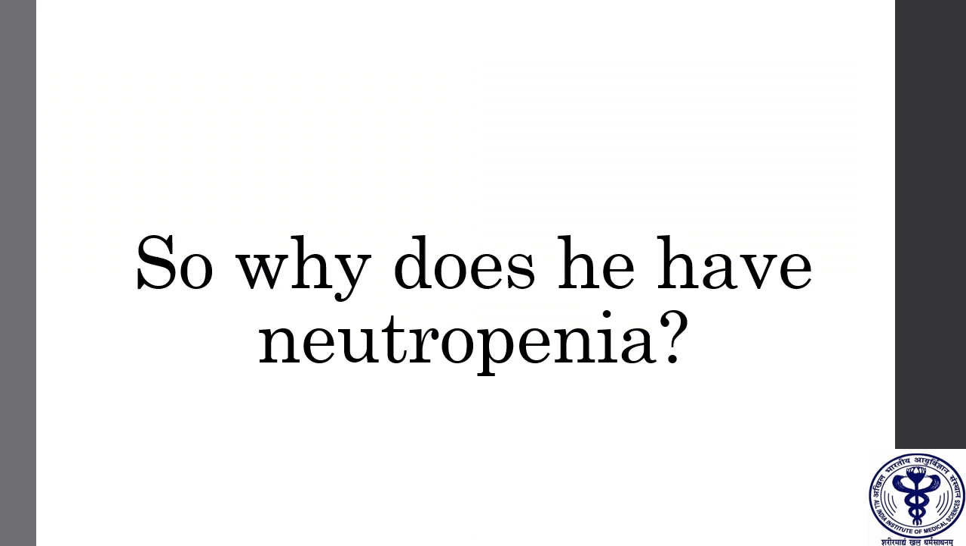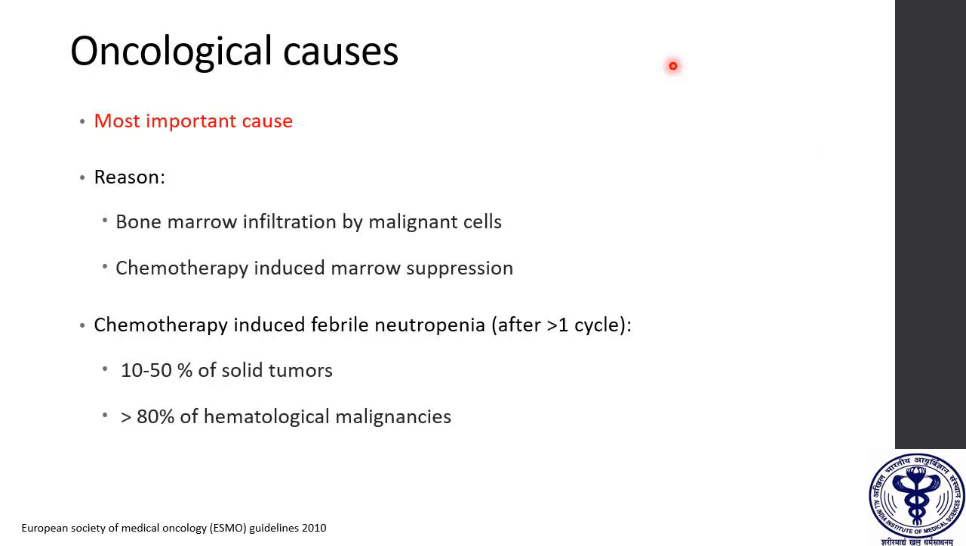So, back to our case, why exactly does he have neutropenia? This is the most common cause of neutropenia, which is the oncological cause. This might be due to bone marrow infiltration by malignant cells or chemotherapy-induced marrow suppression. Chemotherapy-induced febrile neutropenia is seen most commonly in hematological malignancies in as high as more than 80% of cases. It's a bit less common in solid tumors, 10 to 50% of cases.